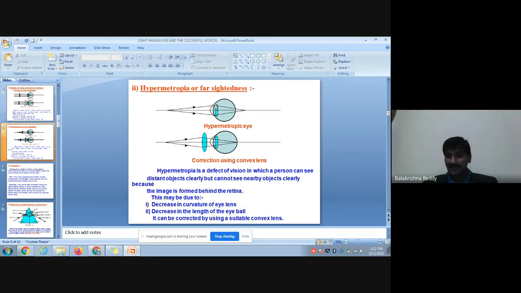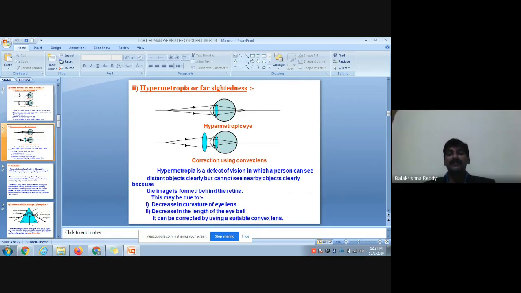Whereas in this case it is converging from here, after the eye lens. Here, before the corrective lens which you are using, the converging starts from there. After converging through this lens, the rays converge again at the eye lens and combine the light rays on the retina. Therefore, on the retina, the image will form. This happens due to a decrease in curvature of the eye lens and a decrease in the length of the eyeball.